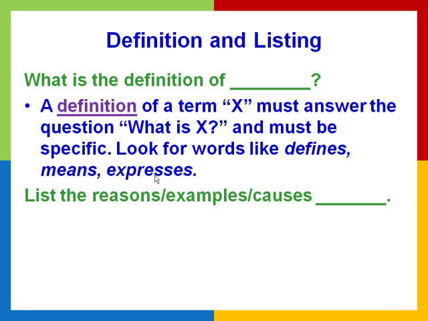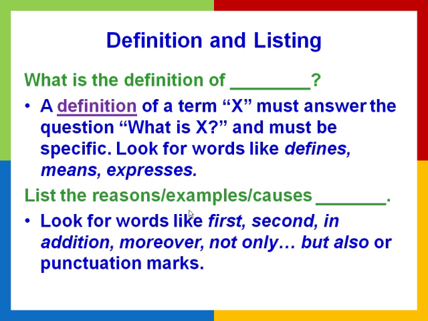Another type of question that you can expect are the list questions. List the reasons, the examples, the causes. Answers to this type of question can be found by words like first, second, in addition, not only but also, or punctuation marks like commas.